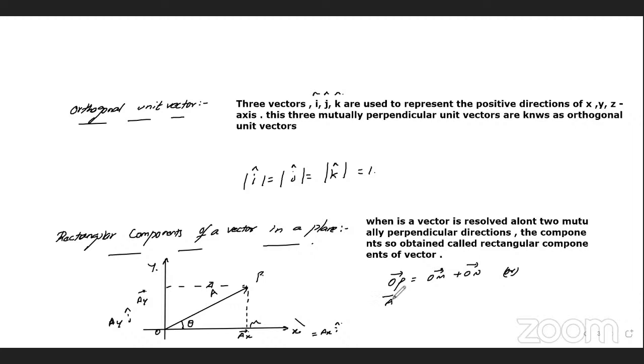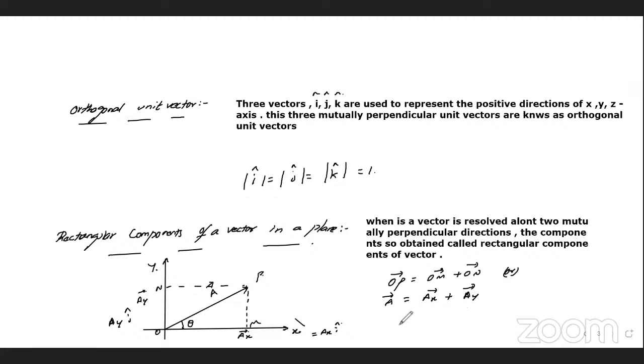So it is your A vector is equal to OM, which is nothing but your x-axis. I'll take it as A_x vector plus MP, that is nothing but your ON. I'll take this one as ON. ON and MP are both parallel to each other. So I'll take it as A_y vector. So A_x vector plus A_y vector.